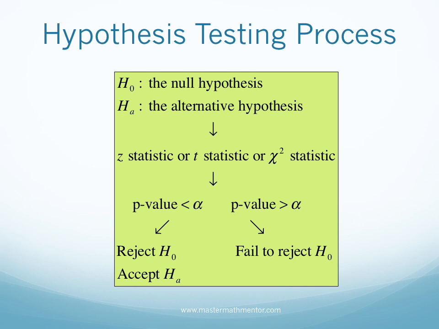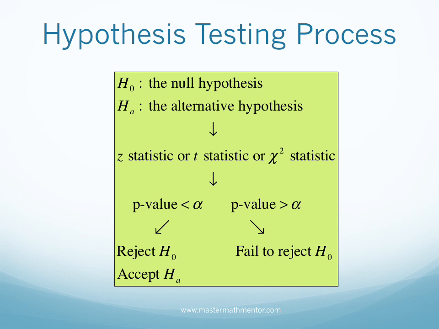You analyze your data, and from that analysis you find a statistic. Based on your sample data, it could be a z, t, or chi-square statistic. From there, using tables or your calculator, you find a p-value. You compare this p-value to alpha, which is usually 0.05, but can change depending on the standard used. If the p-value is less than alpha, you reject the null hypothesis and accept the alternative hypothesis.